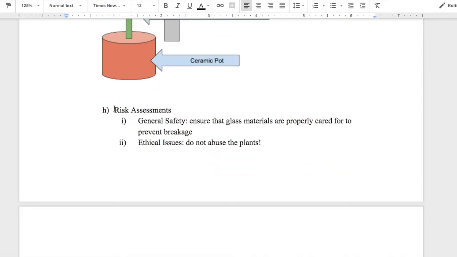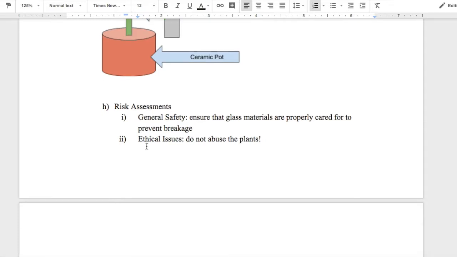After that, you need to include the risk assessments. For the risk assessments, this is the area dedicated to the safety aspect of your experiment. So it is a good idea to include general safety, in which you may discuss if you're using any glassware, if you're using acid or other chemicals. And then you can also address the ethical issues, if there is any, in your experiment.